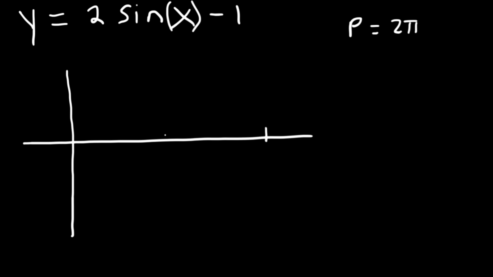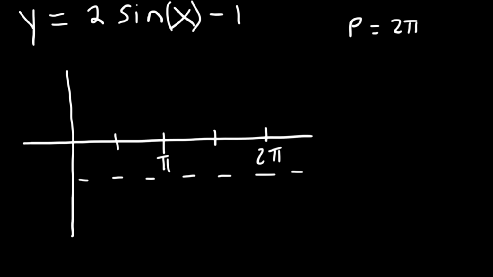So let's plot our 4 points, which are going to be the same as the last example. The first one is going to be pi over 2, and then pi. The next one is 3 pi over 2, and the last one is 2 pi. Now, we have a vertical shift of negative 1. So therefore, let's draw a line at negative 1.